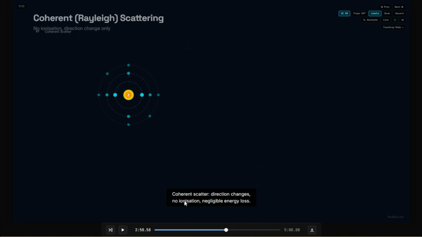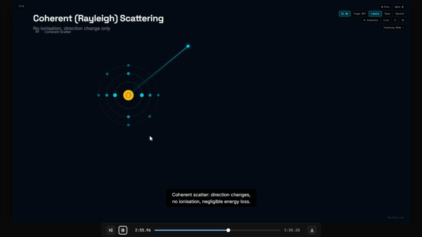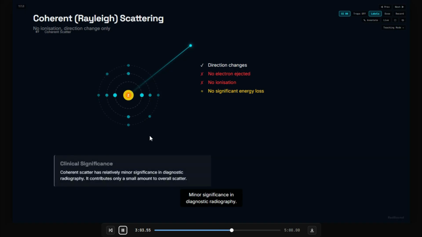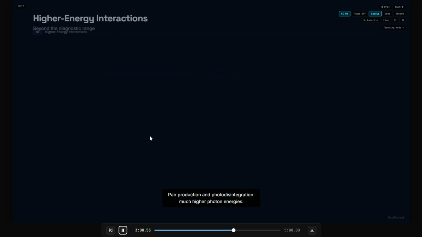So let me say something about the coherent scattering. Mostly the photon comes, it just passes and changes direction a little. So it changes direction, but no electron is ejected, no ionization, no significant energy change. It has less value in diagnostic radiology. So it actually contributes a very small amount.